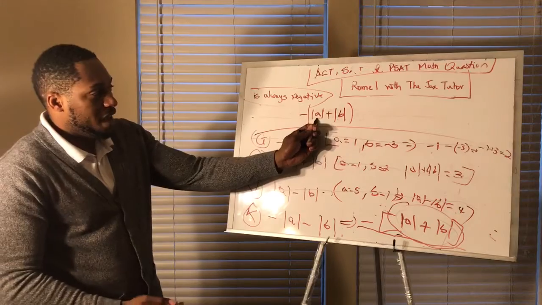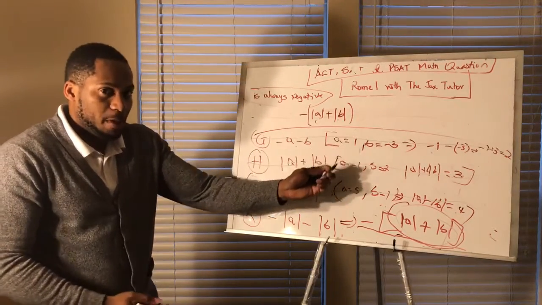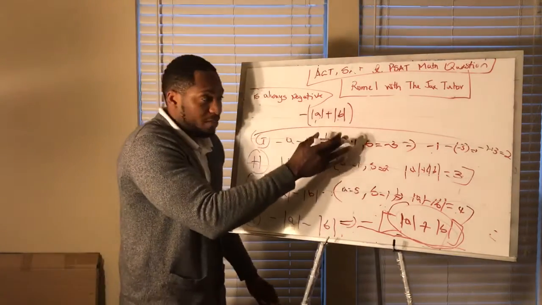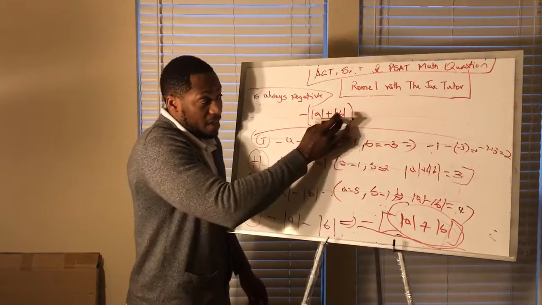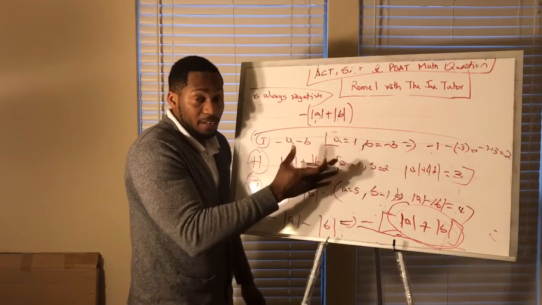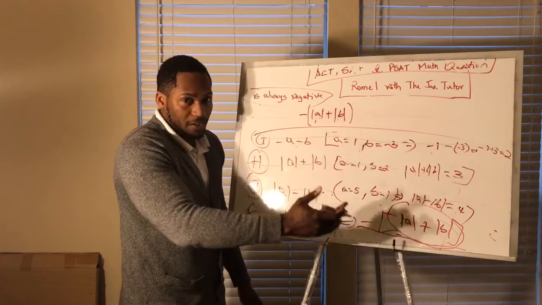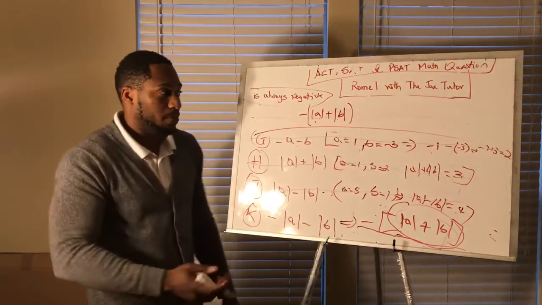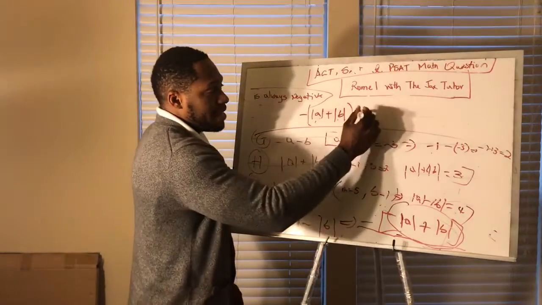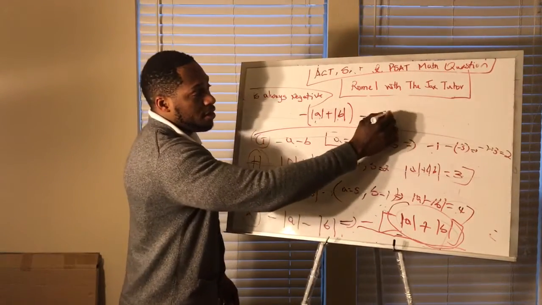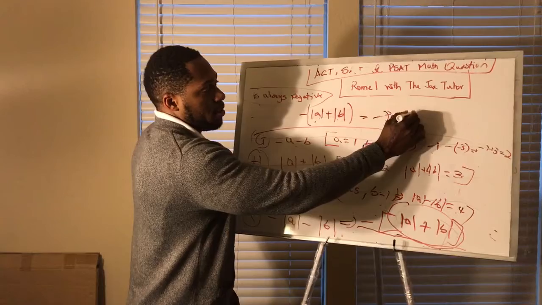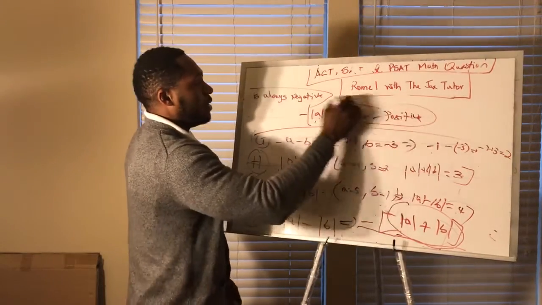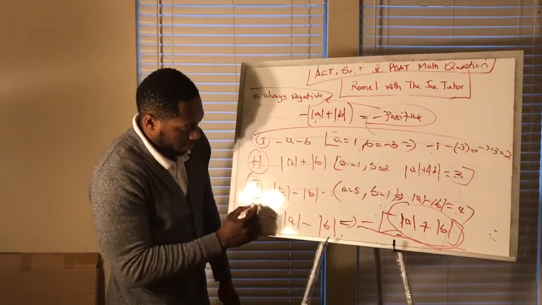So the absolute value of A is always going to be positive. If A is a negative number, absolute value of a negative number is positive. If B is a negative number, absolute value of a negative number is positive. The number inside the parentheses here is going to be always positive. So when you have minus a positive number, this is going to be always negative. And the answer choice that we're looking for is K.